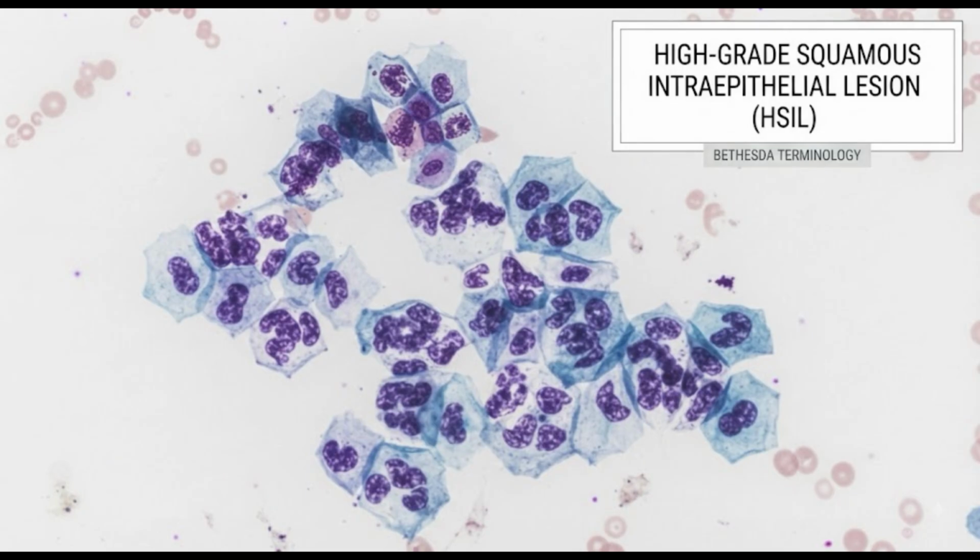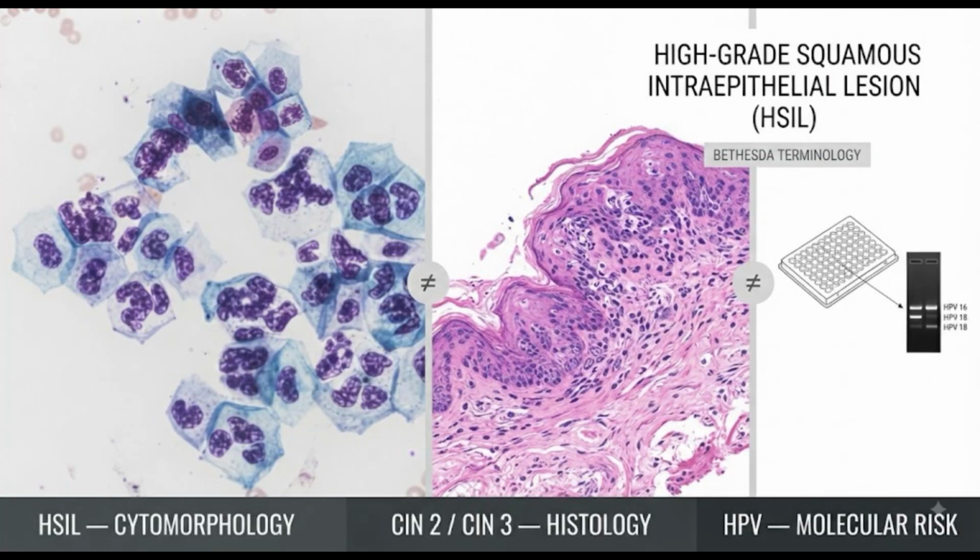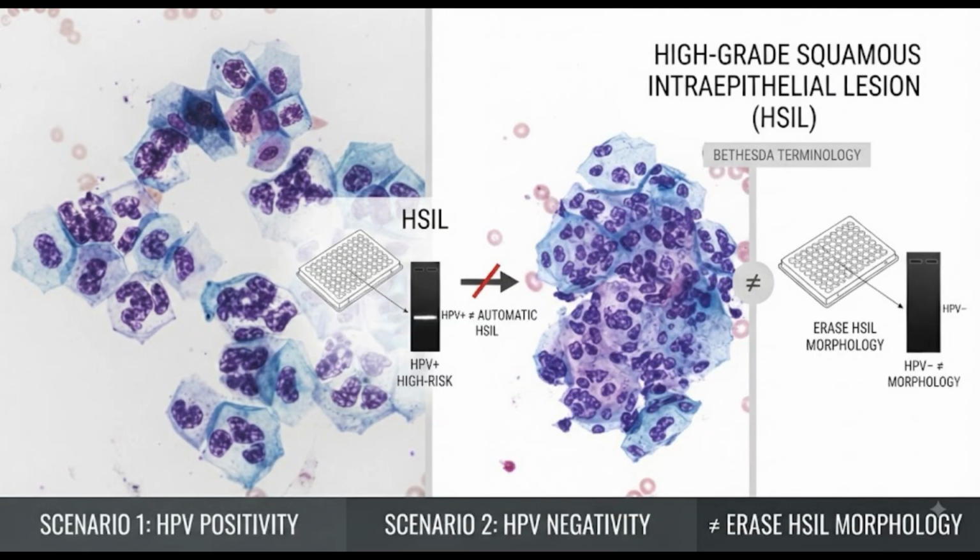Reporting, HPV, and clinical significance. Under the Bethesda System, the appropriate terminology is high-grade squamous intraepithelial lesion, HSIL. HSIL remains a cytomorphologic interpretation. CIN2 and CIN3 are histologic diagnoses, while HPV testing provides molecular risk information. HSIL is strongly associated with high-risk HPV infection, but HPV status should not replace morphology. HPV positivity does not convert insufficient cytomorphology into HSIL, while an HPV negative result should not erase unequivocal high-grade morphology.